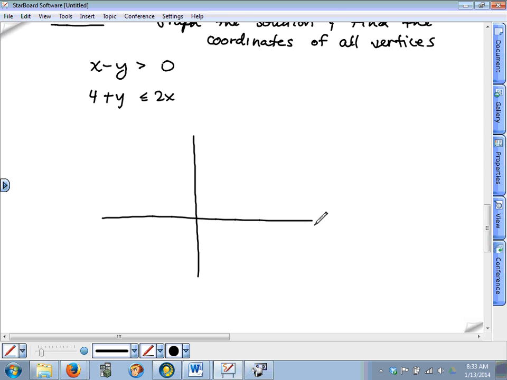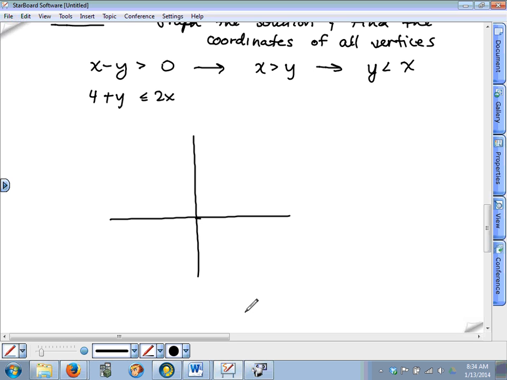So let's first graph and shade the first one. x minus y is greater than 0. If we were to rewrite the top inequality in slope-intercept form, it would be x is greater than y, and then switching that, y is less than x. That's a linear graph with a slope of 1. What's the y-intercept though? The origin, 0, 0. So there's a point at 0, 0. You go up 1 and over 1. This is going to be a dotted line.